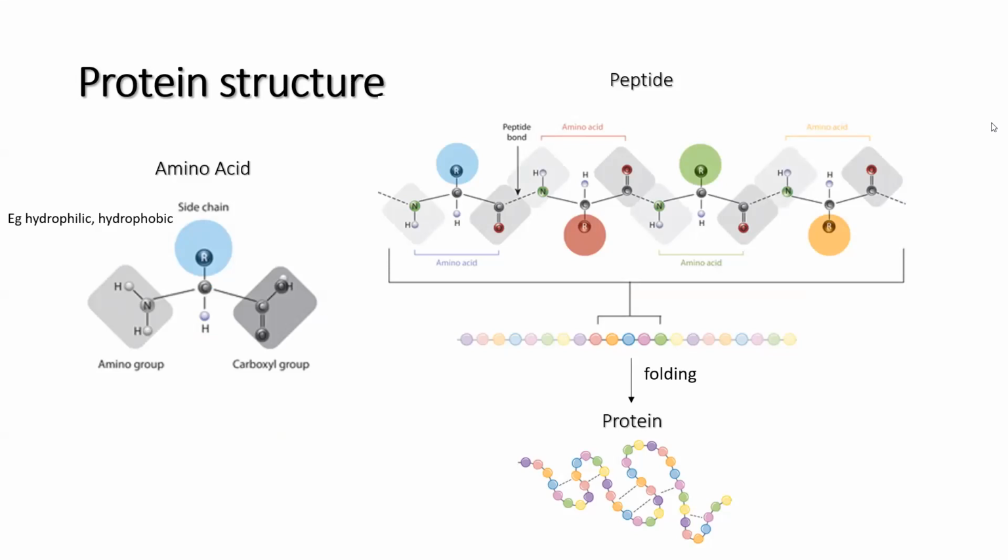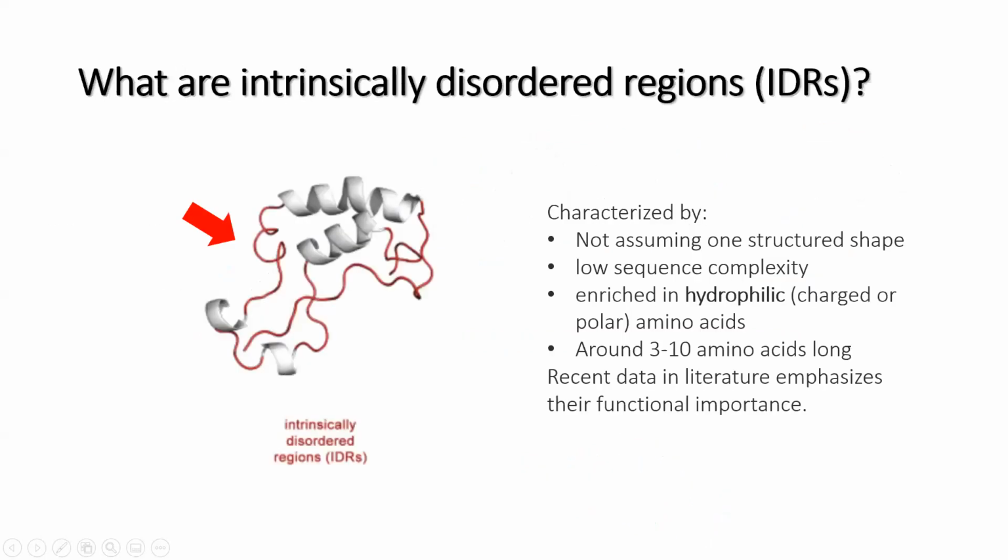Hydrophobic amino acids tend to reside on the inside of the protein and give the protein its rigid structure, whereas hydrophilic amino acids are able to not do this. The primary structure of a protein is the amino acids bonded together by peptide bonds, and then this folds to produce a more complex structure of proteins. Now, IDRs, which are the regions of proteins which this paper focuses on, are characterized by not assuming one structured shape.